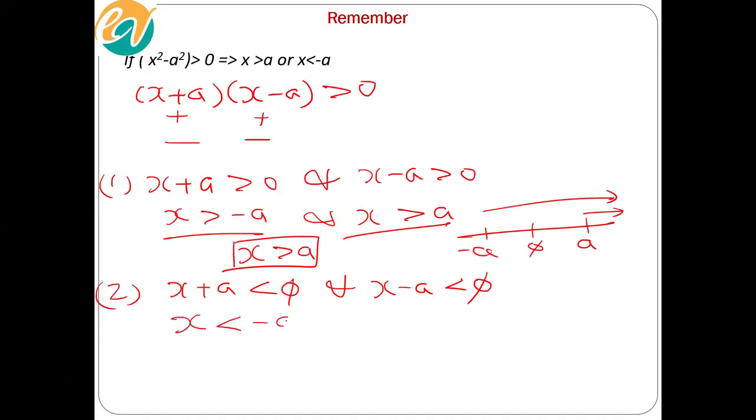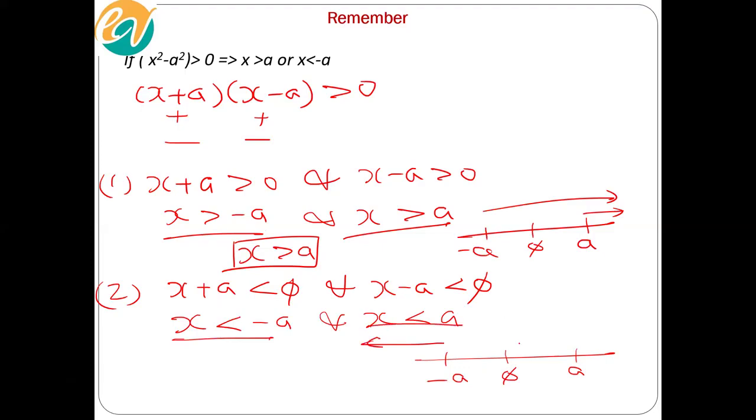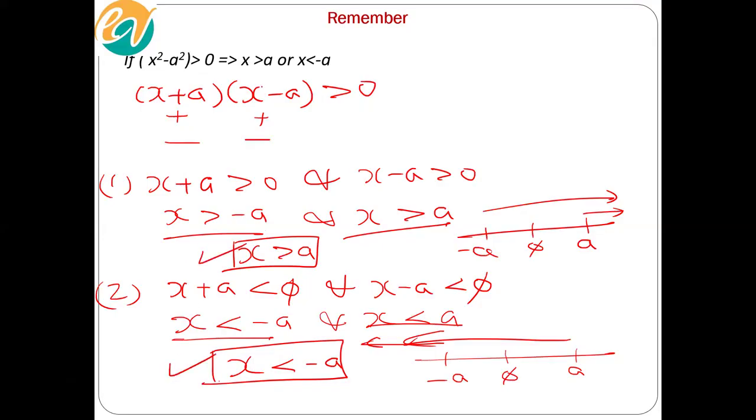x is lesser than minus a and x is lesser than a. Again, construct a number line. This is a, this is minus a. x is lesser than minus a, this area. x is lesser than a, this area. What's common here? x is lesser than minus a, right? So what are the solutions then? Either x is greater than a or x is lesser than minus a, which is the exact solution that we are getting.